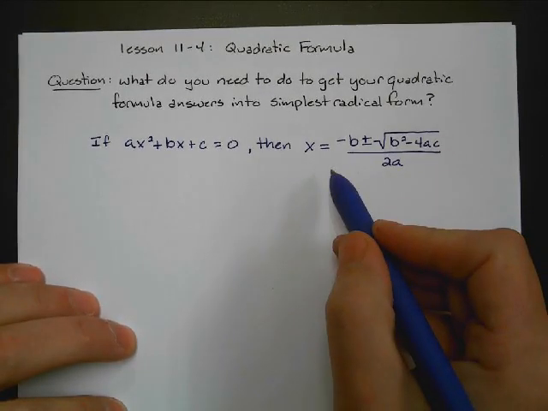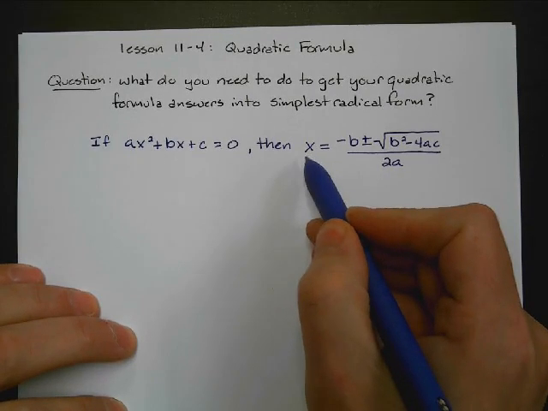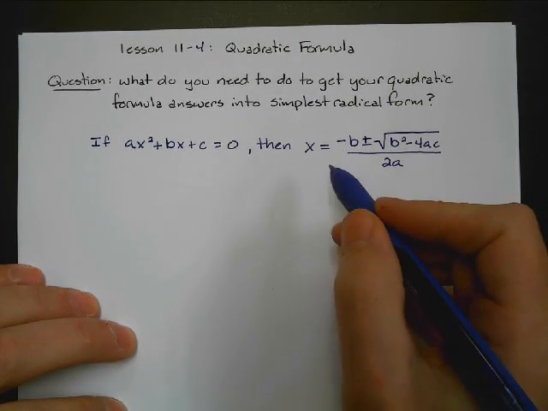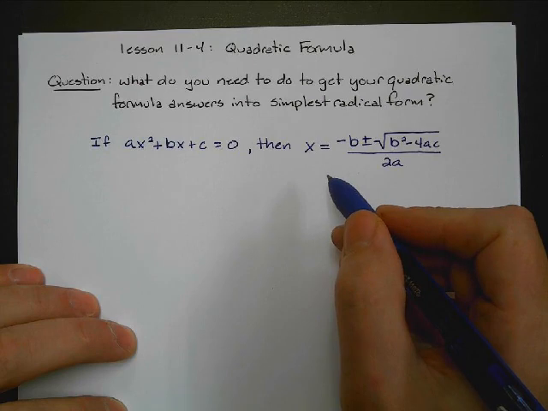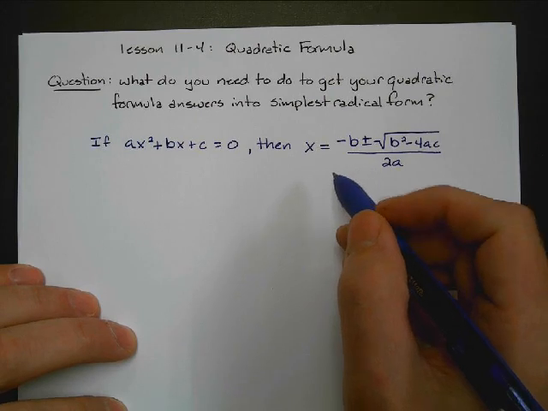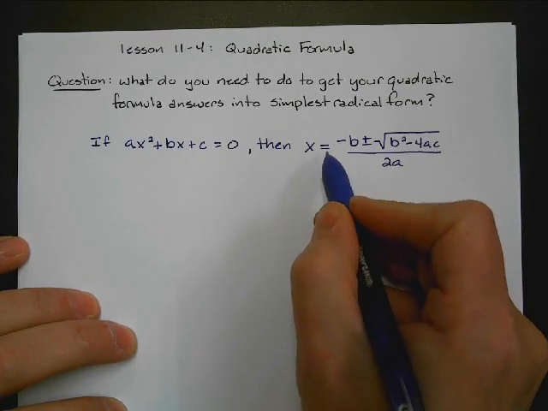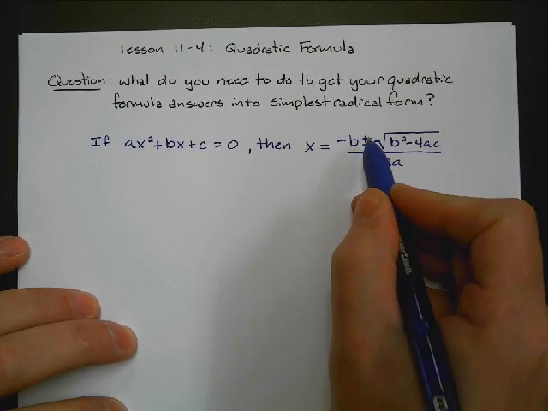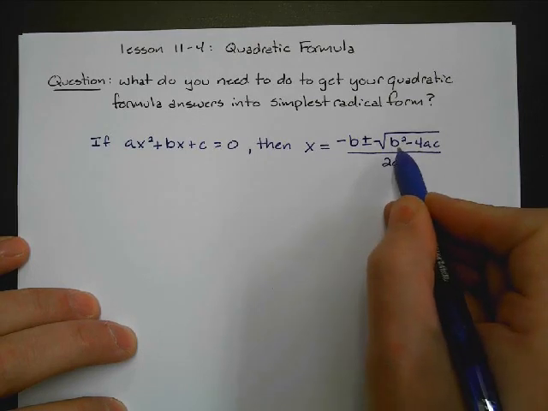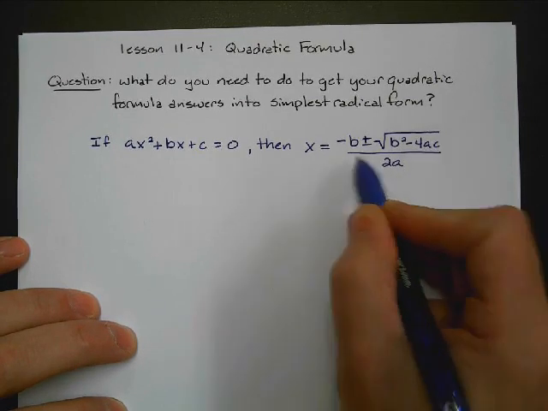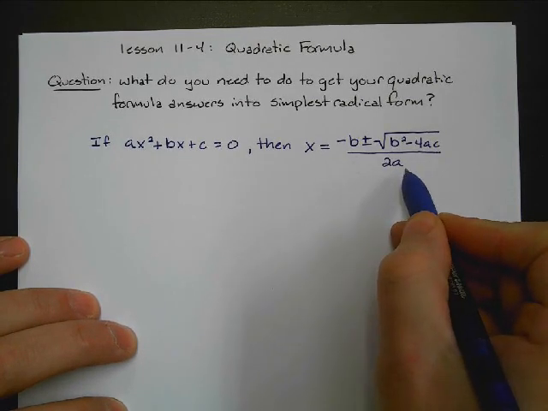Here's the song. Let me get the note right. Maybe start with a G. Okay, that sounds good. All right, here we go. X equals negative b plus or minus square root b squared minus 4ac all over 2a.